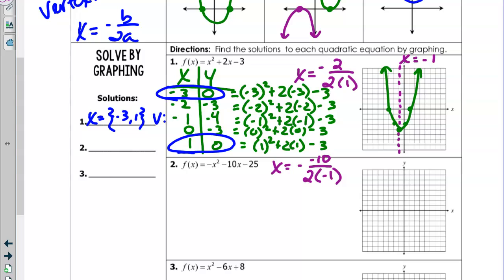Okay. What is negative 10 divided by 2 times negative 1? Negative 10. Close, but we have 3 negatives in there, so it's not just staying negative. So these become positive, and you have a negative there. So then you're going to graph your line of vertex. So 1, 2, 3, 4, 5. Put a dotted line. Mark it x equals negative 5.